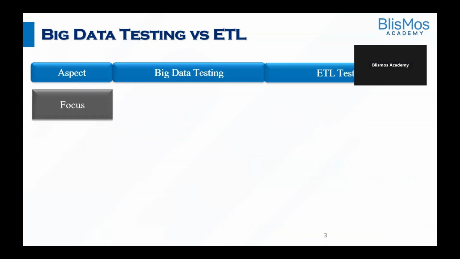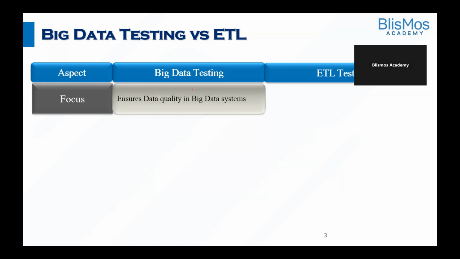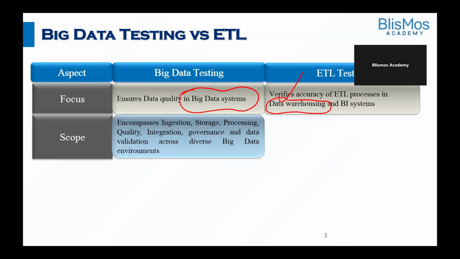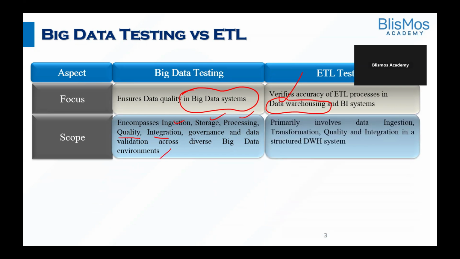Let us understand them. First and foremost, when we talk about big data testing, the focus is on the data quality of big data systems, which involve structured, unstructured, and semi-structured data. On the other hand, in ETL testing we are mostly worried about data warehousing. In big data testing, we have testing of ingestion, storage, processing, quality, integration, governance, and data validation across big data environments. When we talk about data warehouse testing or ETL testing, it primarily involves the ingestion, transformation, and quality of the data warehouse systems.